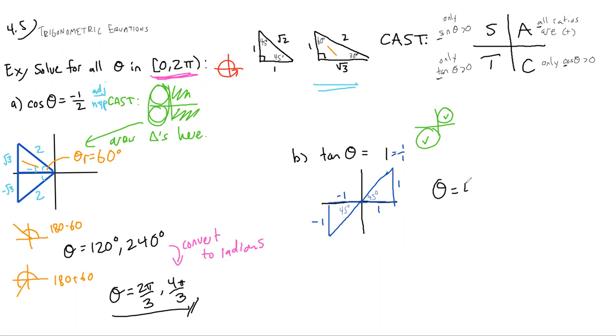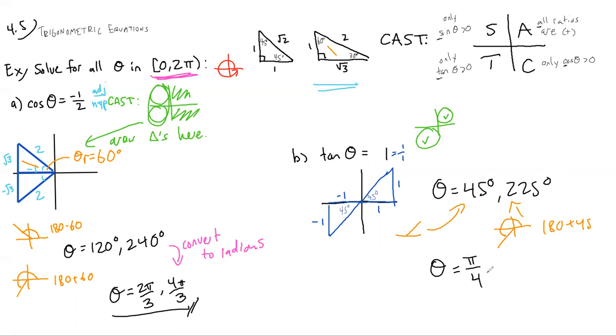So theta is going to be 45 degrees for the first one. And then the other one is going to be the 180 plus 45. So 225 degrees. Again, convert those to your radians. 45 is 1/4 of 180. And then 225 is 5 of those. And so those are going to be our two solutions for this one.